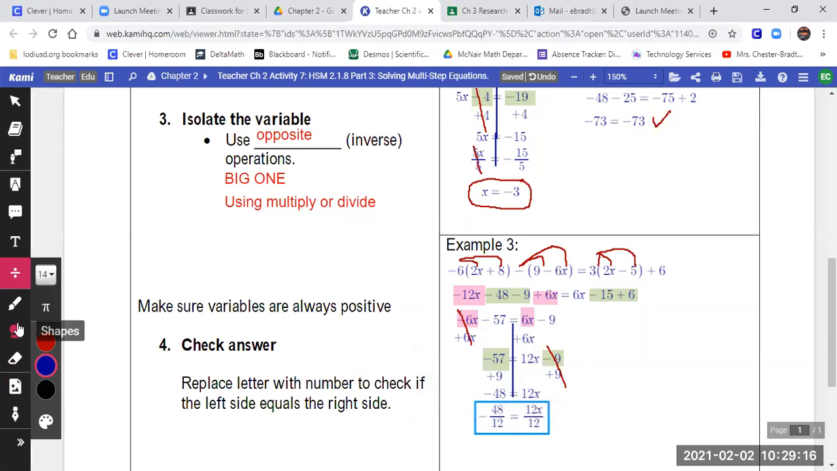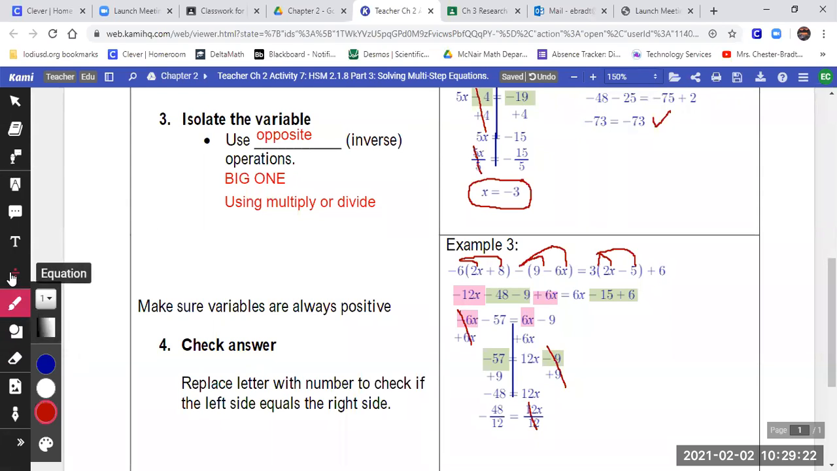Okay, I can now cross off what's with the x. I now only have x left, and x always comes first. So my x equals, what's negative 48 divided by 12? Negative 4. Because there's one negative, so its answer's negative. 48 divided by 12.